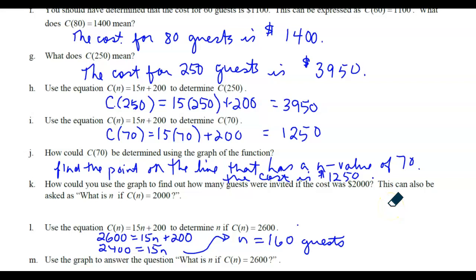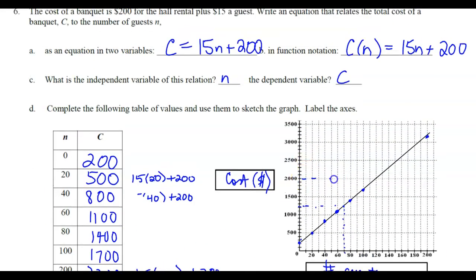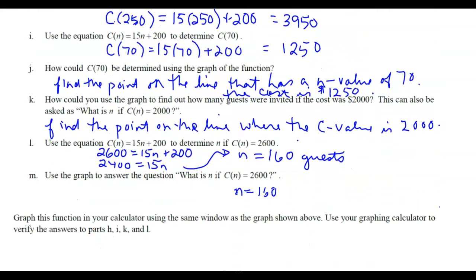Okay, and then vice versa, if we wanted to know how many guests we could invite if we only had $2,000, what would we do? So we would find the point on the line where, now it's not actually y, it's the vertical axis, where the C value is 2,000. So we go back up here, go across 2,000, and then down, it looks like it's 120. So that is an N value of 120.